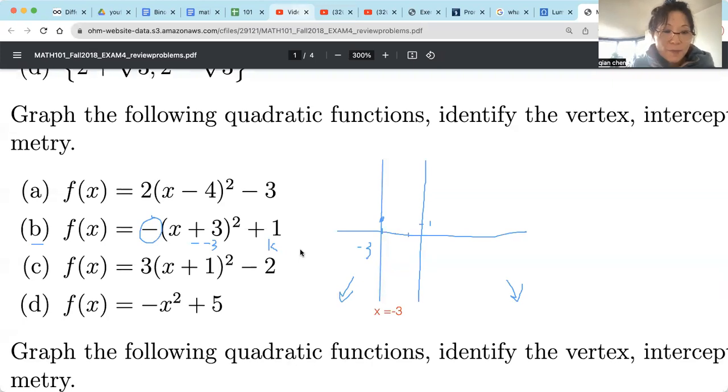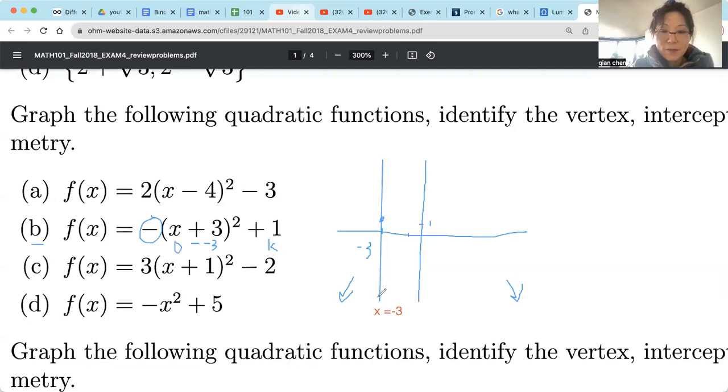Okay, now let's find the y-intercept. We need to find the x-intercept and we need to find the y-intercept. The y-intercept means the x value is 0. 0 plus 3 is 3. 3 squared is 9. But we have a negative sign up front, so that's negative 9. Negative 9 plus 1 is negative 8.